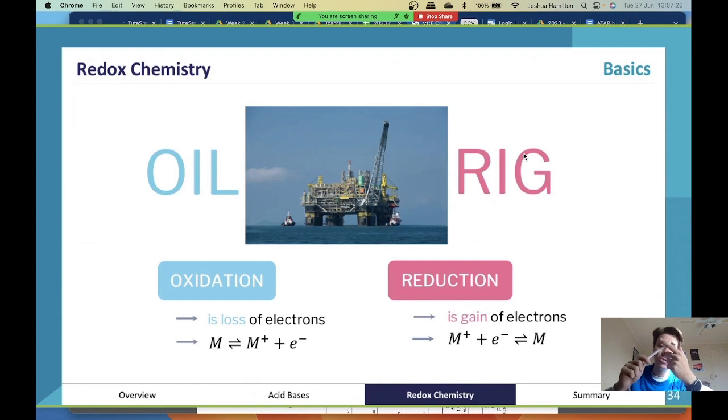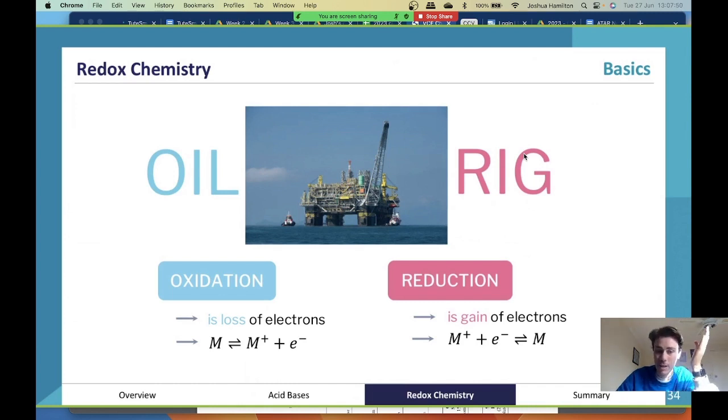Oxidation involves loss. What does it lose? It loses electrons because they are the currency. Oxidation involves loss. RIG: reduction involves gain. Reduction involves gain of electrons because, again, that's our currency. So as you can see here, here's some very brief general formula.